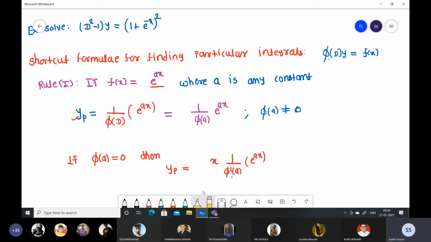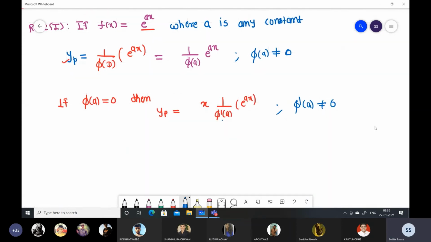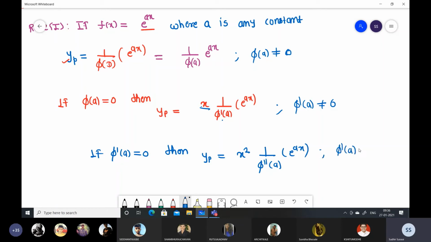So I'm just telling you what you have to do in case you are getting phi of a equal to 0, and provided that in this case phi dash of a has to be non-zero. Now further, if your first derivative is also 0 at that point, what to do? You have to go further. Now if your phi dash of a is still 0, then again a little modification: yp is equal to, multiply one more time by x. Already we have x. Now this time it will be x square, and take the double derivative. So this will be phi double dash of a e to the power x, provided that phi double dash of a is not equal to 0.